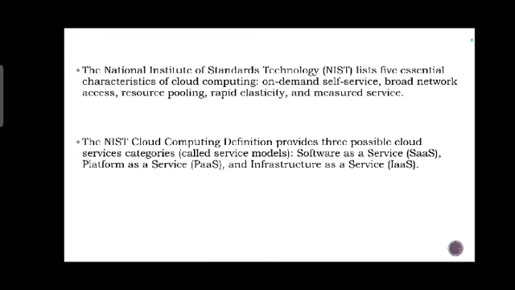The National Institute of Standards and Technology lists five essential characteristics of cloud computing: on-demand self-service, broad network access, resource pooling, rapid elasticity, and measured service. The NIST cloud computing definition provides three possible cloud service categories called service models: software as a service, platform as a service, and infrastructure as a service.